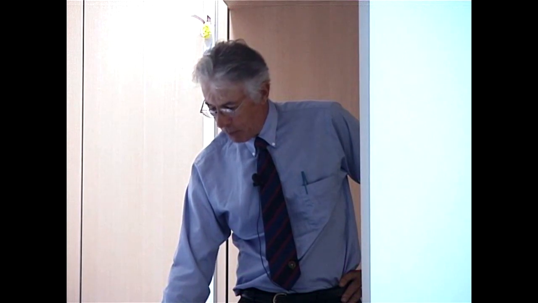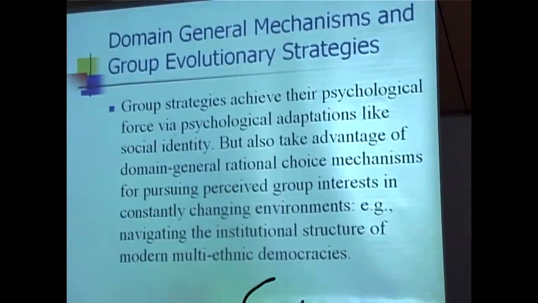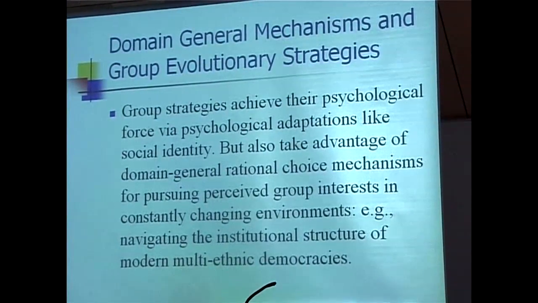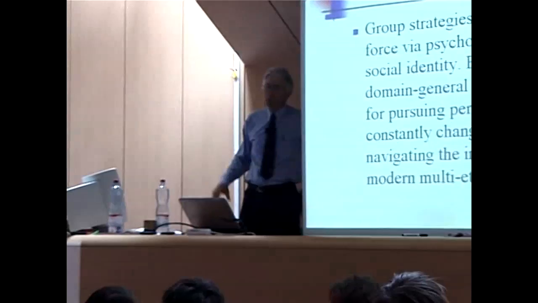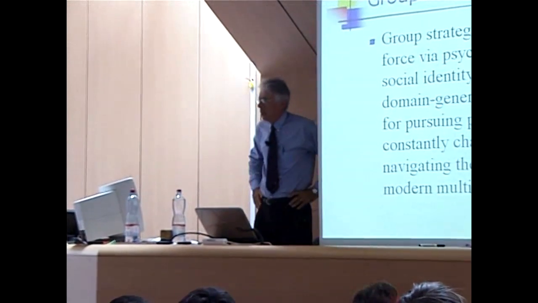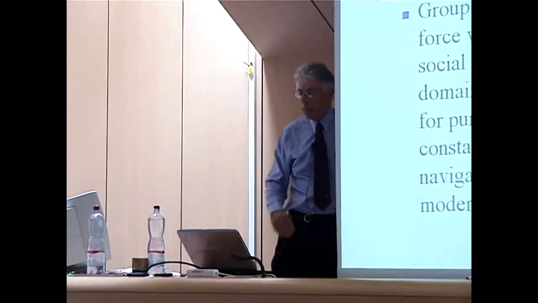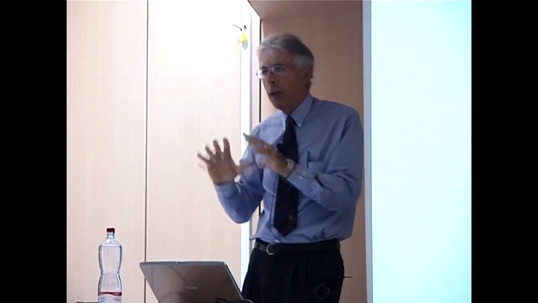I have to skip some of this stuff, I guess. I did want to say one more thing, just to tie it in with the previous lecture, where we talked about domain general mechanisms and intelligence. I'm saying that these are very important for these groups. Group strategies achieve their psychological force with mechanisms like social identity theory, genetic similarity, and a couple of other mechanisms I was going to talk about. But they also take advantage of domain general, rational mechanisms of intelligence that I talked about in the first lecture.